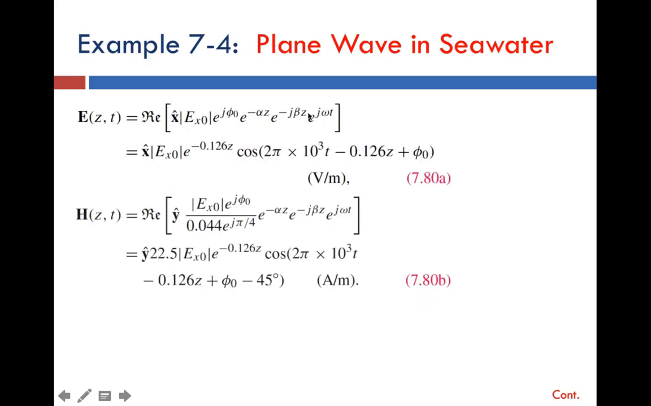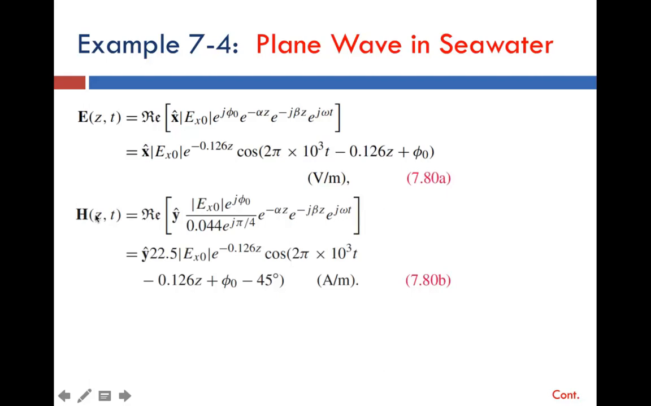So now all we have to do is plug in. So basically, our electric field looks like e to the minus alpha z, e to the minus j beta z, e to the j omega t, and then we have this e to the j phi sub 0. So when we now put that into the time domain, our e to the minus alpha z becomes e to the minus 0.126z. That's alpha, calculated on the previous page. Here's beta, also calculated on the previous page. Phi naught at the moment is not determined.